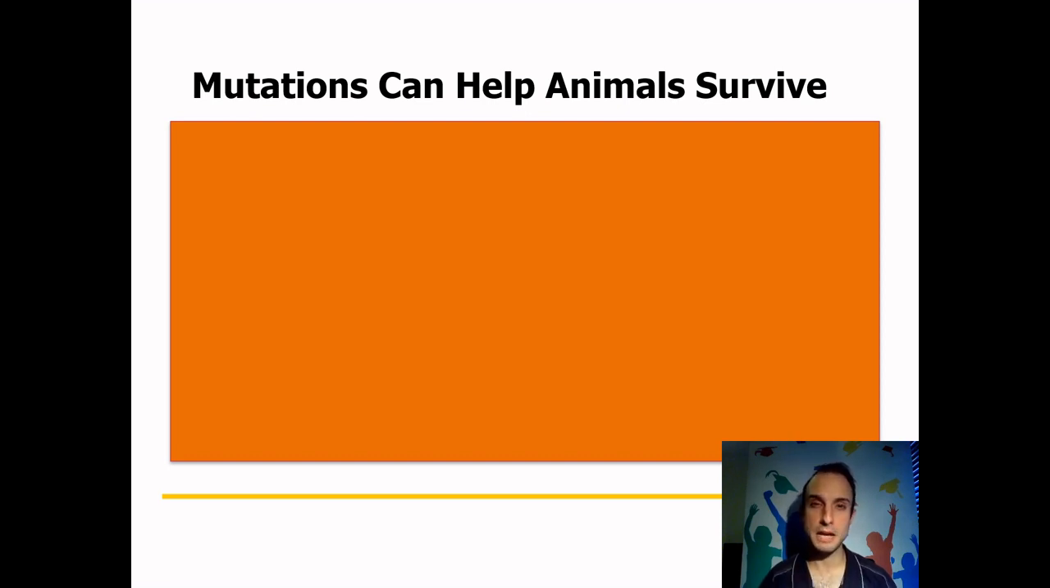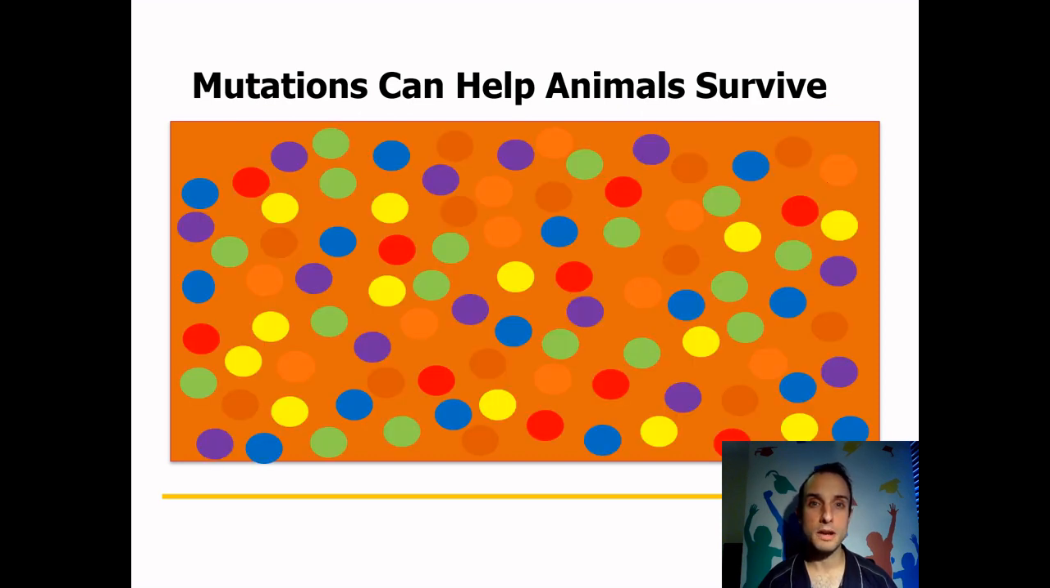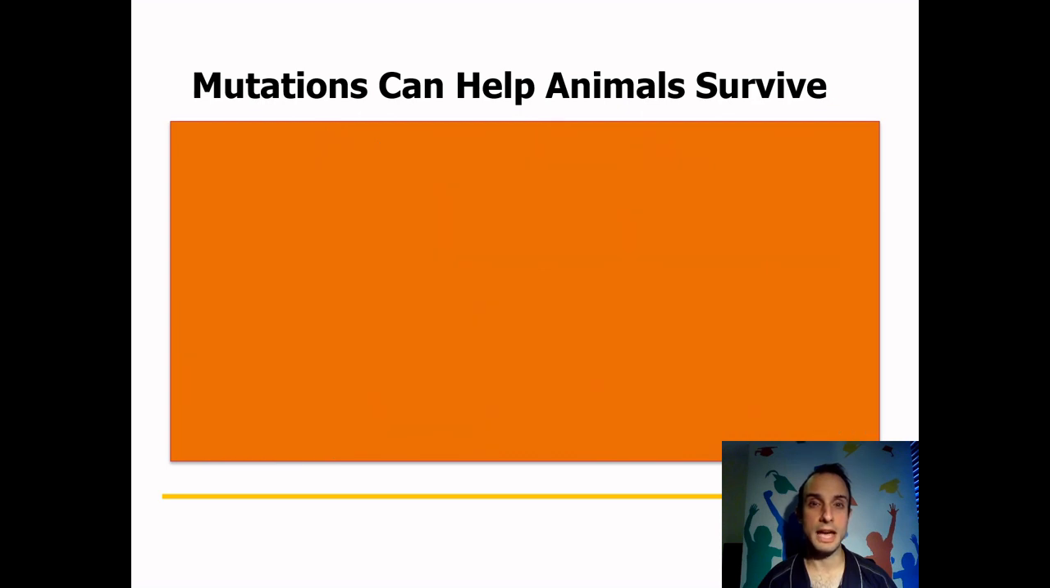Okay, so I'm going to count to 3. I'm going to change the slide. I'm going to give it 3 seconds. Then I'm going to take the circles away. All right, on the count of 3. 1, 2, and 3. And gone. How many different colors did you see?